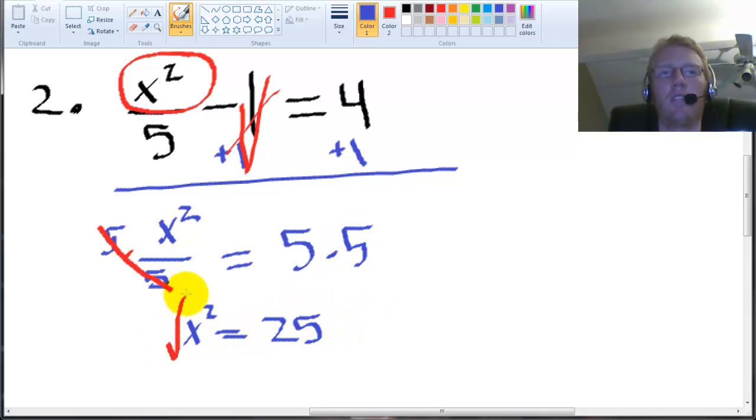Okay, now I have to take the square root. The way that I undo squaring something is taking the square root. Take the square root of the left side, also take the square root of the right side.